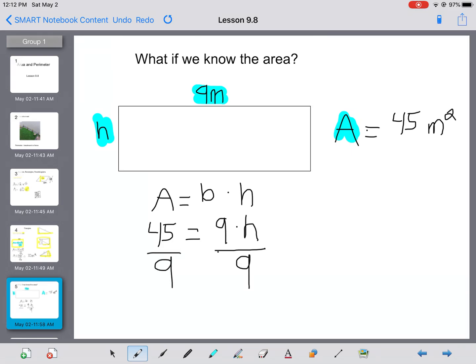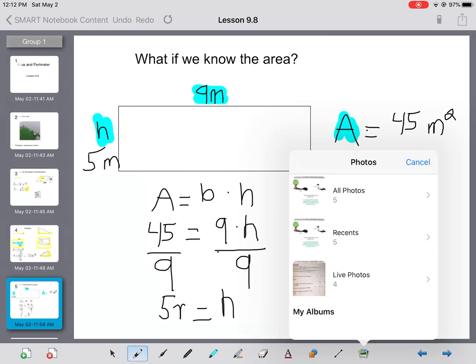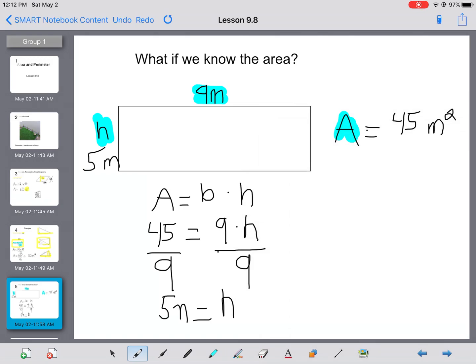What you do to one side, you must do to the other. My h stays over here. 45 divided by 9 is 5. Okay, so my height is 5 meters. I should add my units down here. Notice it's not 5 meters squared, it's just 5 meters because we're just talking about a height, a straight stick.